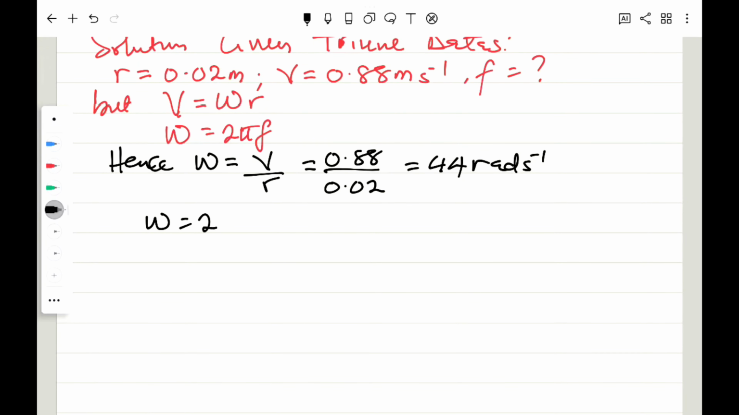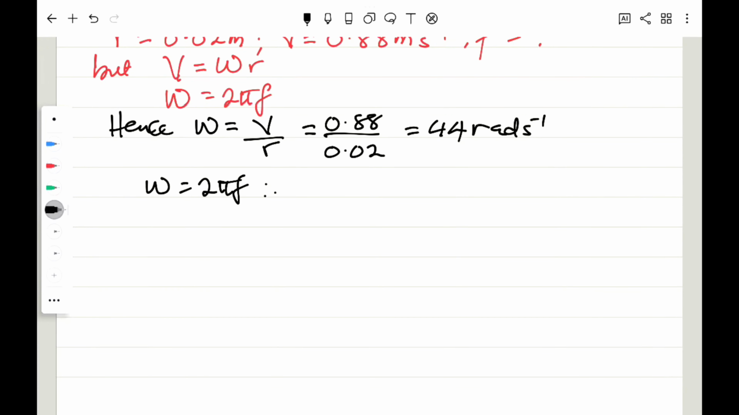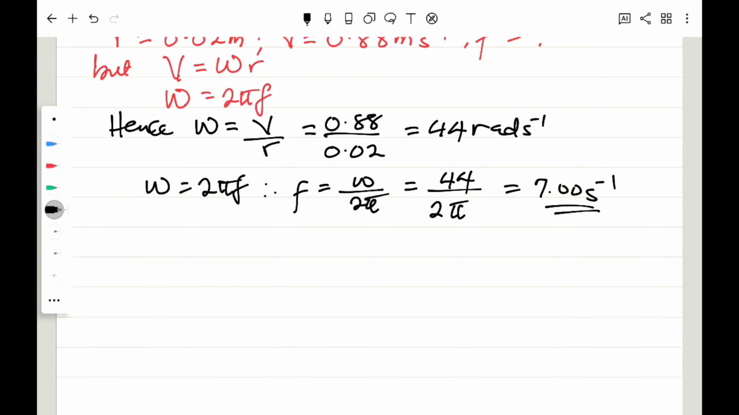Is that clear? So omega is equal to 2 pi F. So F is equal to omega over 2 pi, and is equal to 44 divided by 2 pi. And this will give you 7.00 per second. So that gives us our frequency for this question.